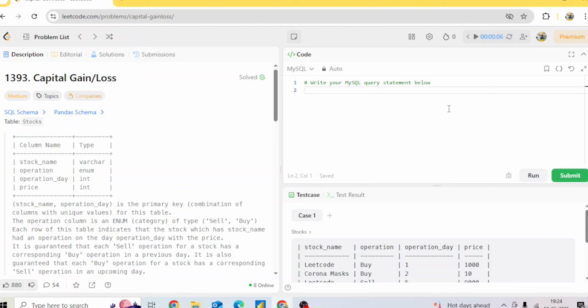So hi all, welcome to another problem by Leetcode. In this problem we will see problem 1393, that is Capital Gain/Loss. This is a medium type problem.